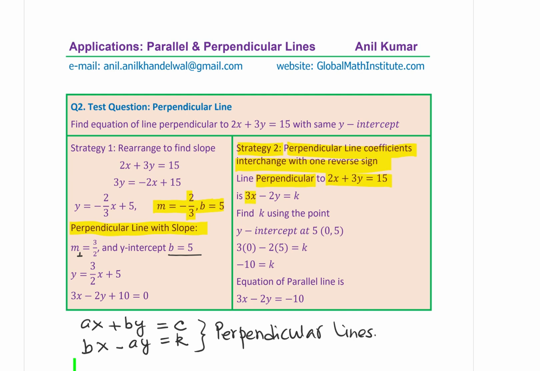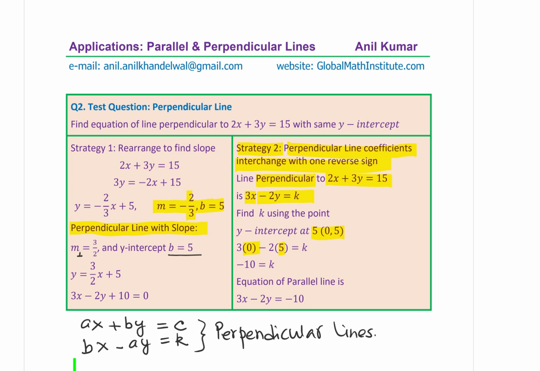3 for x, 3x minus 2y equals k, and change the sign in the center for one of the coefficients. So that becomes a line which is perpendicular. Do you see that? Now we need to find the value of k using the y-intercept, which is 5. Substitute 0 and get the answer, correct?